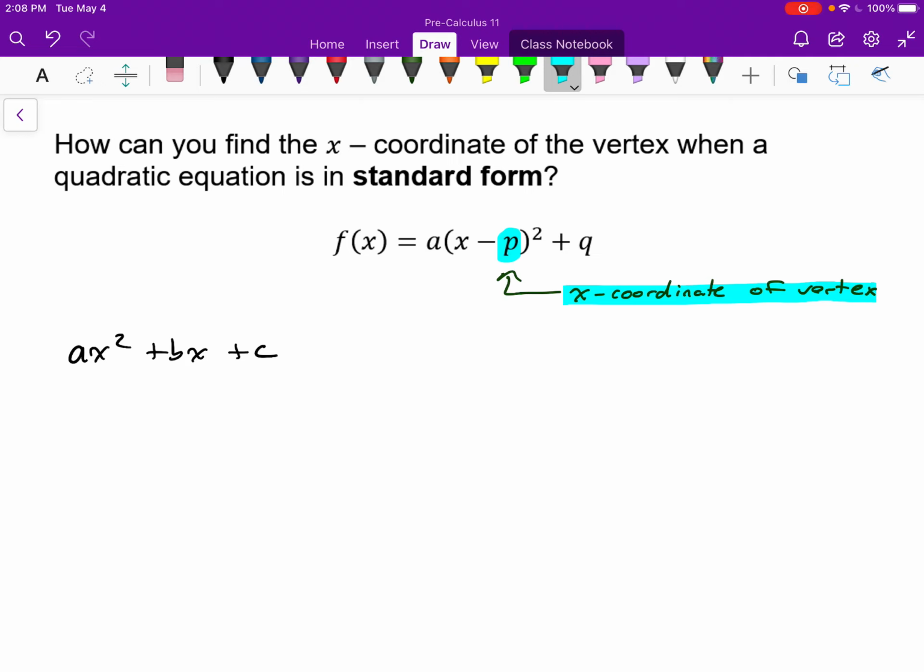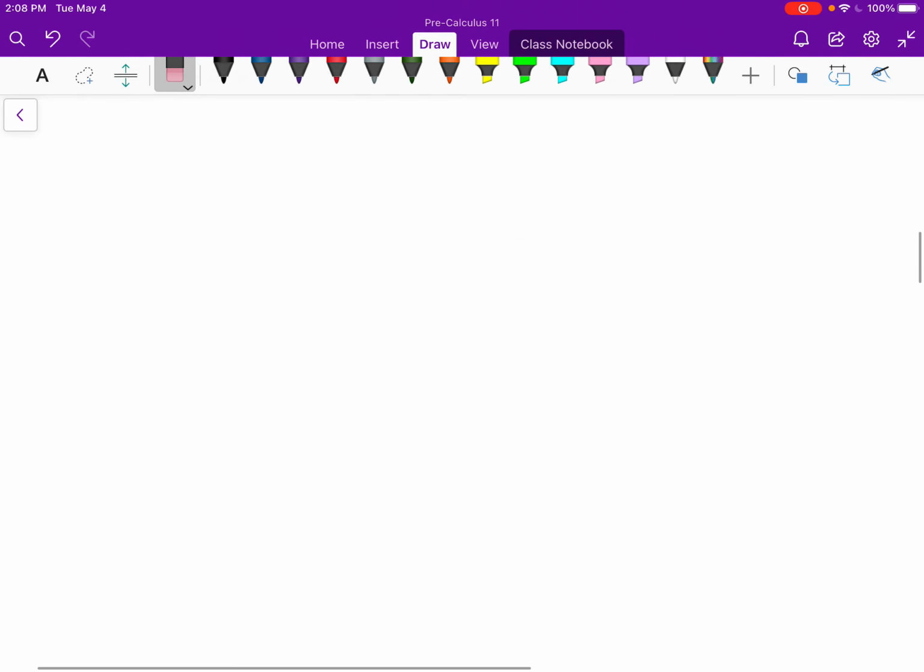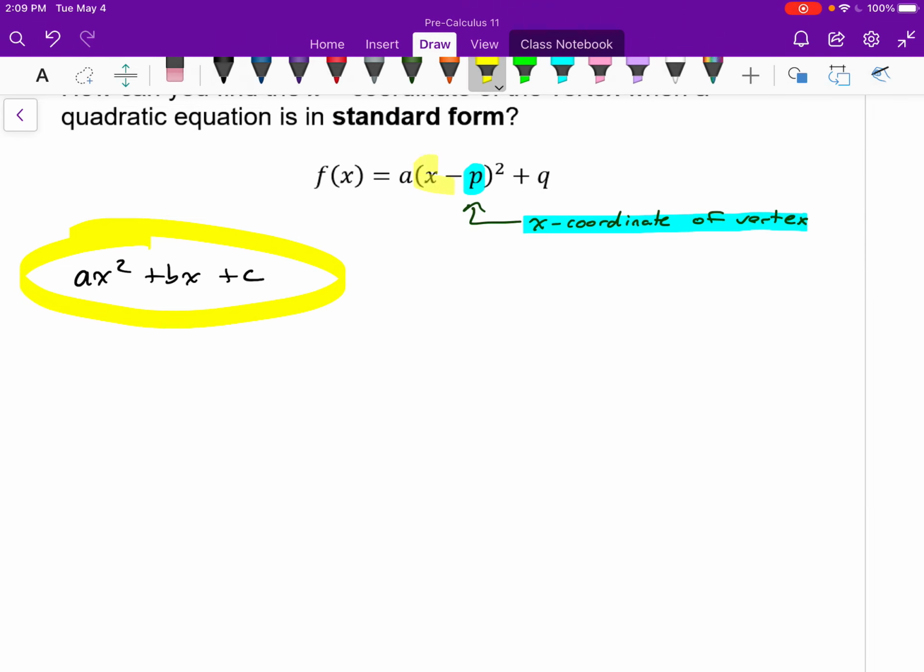So how is that? Well, I want to take this equation in vertex form and put it into this form. How can I do that? Well, let's first do what I did in the last question. Let's take this binomial squared and expand it. Again, it's going to be 3 terms. The first term is x squared. The last term is positive p squared. And the middle term is x times negative p times 2, so negative 2xp, plus q.